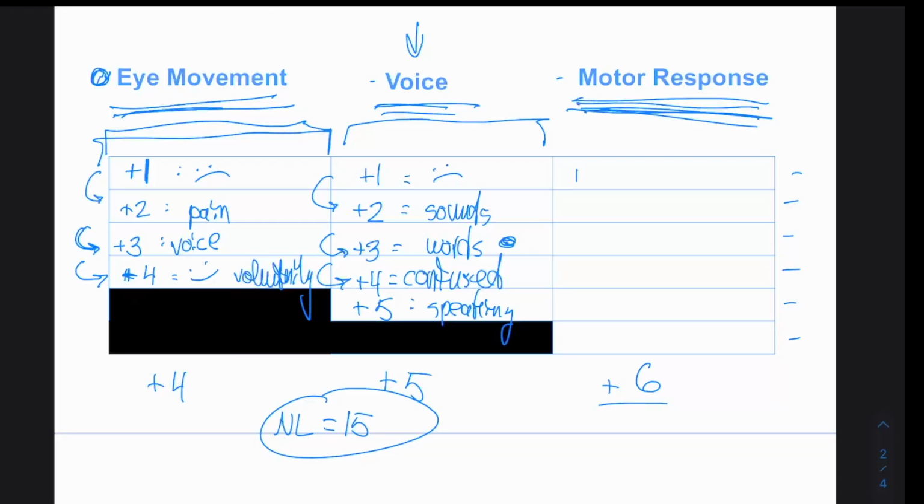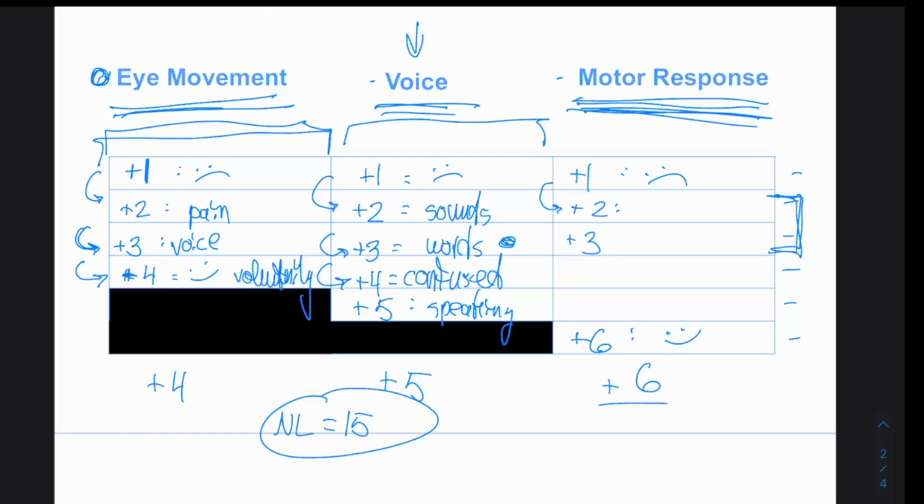Now, walking down the aisle, +1 means that you are doing nothing. You are not moving, you're not responding to any stimuli, you're just laying there. Which means that +6 means that you are moving everything spontaneously, voluntarily. You don't need any external factors. So again, let's walk down the aisle until we get to a great score. So if +1 means no movement, +2 and +3 involve posturing.